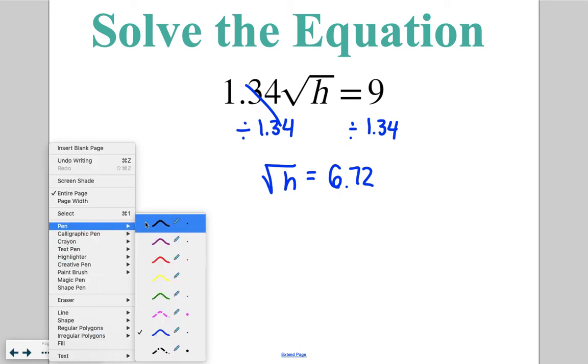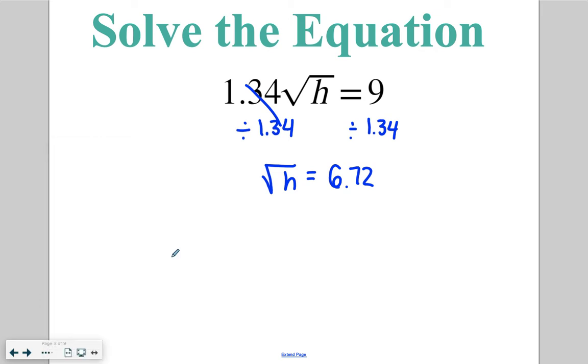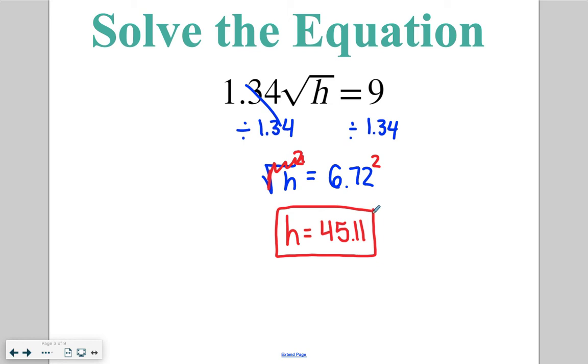When the radical is isolated, so everything on the outside is gone, you are going to go ahead and square both sides. Squaring is the opposite of the radical, so that eliminates the radical, and we end up with just h is equal to 6.72 squared, which is going to give me 45.11. So again, everything outside of the radical gets solved.